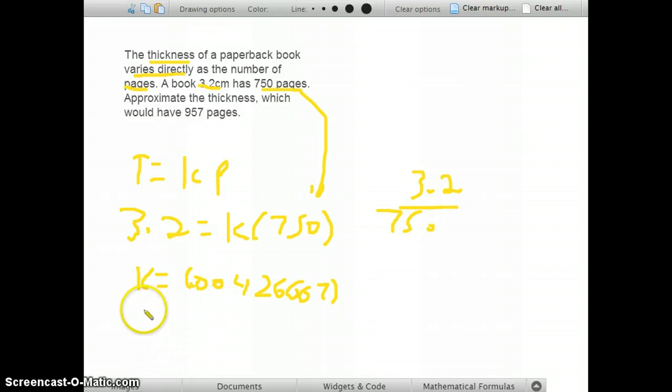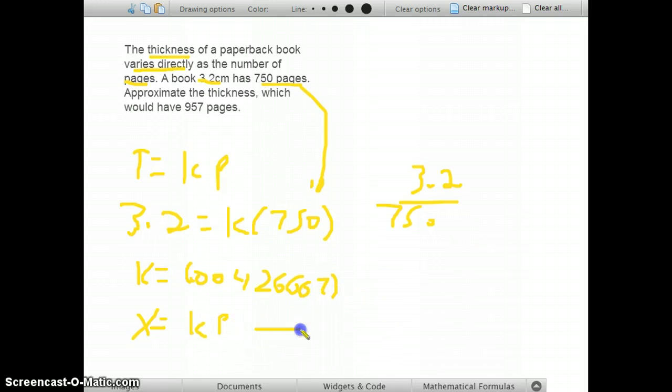For this, I would just use the calculator and keep the answer that I got for k, because they're asking me to approximate the next thickness. So I'm finding the thickness now. It would be k times the pages. So x equals the answer that I got before for k times 957. Multiplying these gives me the thickness. I approximate, and I get x is about 4.1 centimeters.